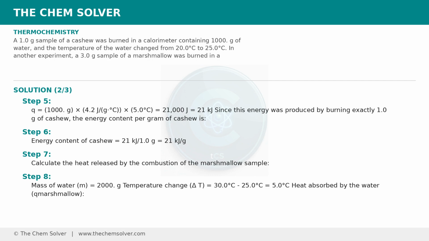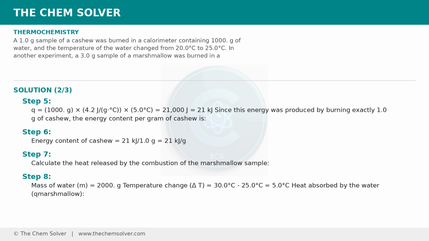Since this energy was produced by burning exactly 1.0 gram of cashew, the energy content per gram of cashew is 21 kJ over 1.0 g, which equals 21 kJ/g. Now calculate the heat released by the combustion of the marshmallow sample.